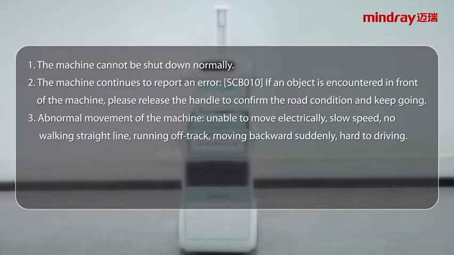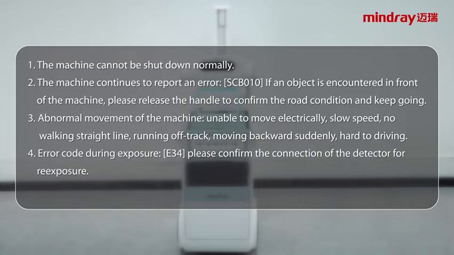Abnormal movement of the machine. Unable to move electrically, slow speed, not walking in a straight line, running off track, moving backwards suddenly, hard to drive. Error code during exposure. Please confirm the connection of the detector for exposure. The detector box cannot be opened.